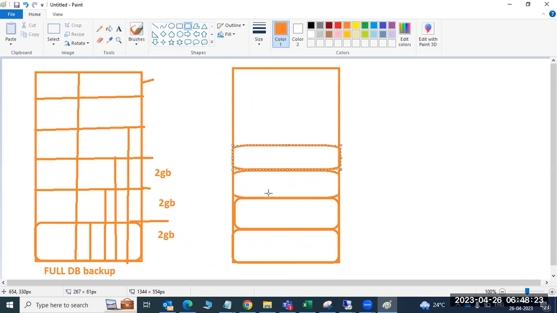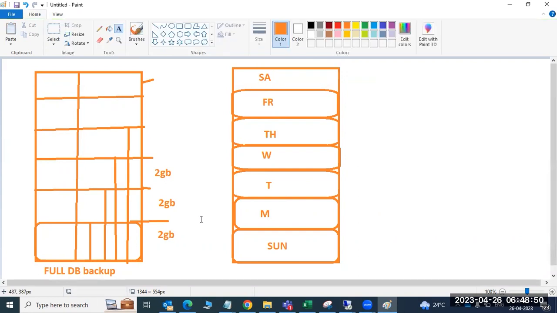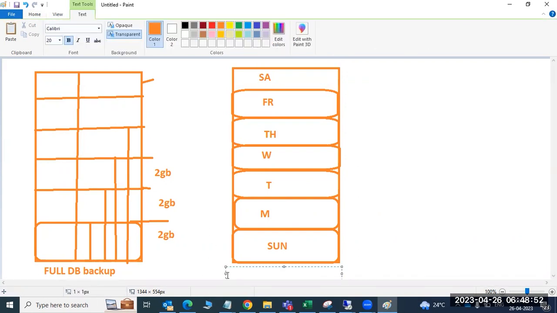Okay, so 2, 3, 4, 5, 6, 7. Here we will write Sunday, Monday, Tuesday, Wednesday, Thursday, Friday, Saturday, right? So every day. What do you mean by differential backup, diff backup? It's a very typical backup. What do you mean by differential backup?